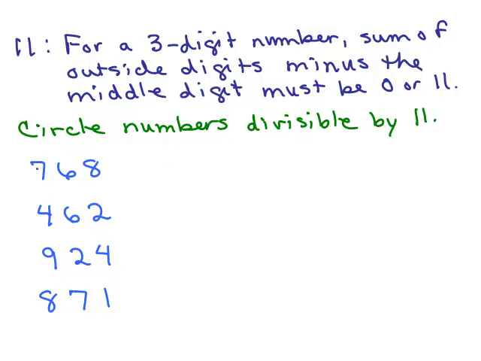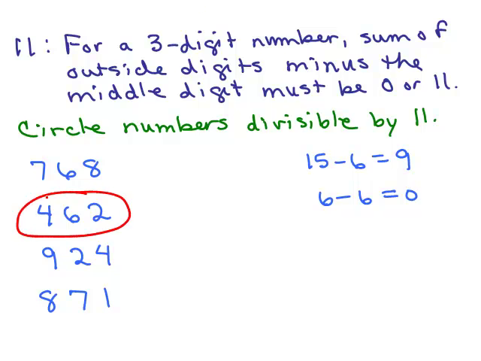We take the sum of the outside digits for 768. 7 plus 8 is 15 minus 6, and that gives you a 9. Well, that's not 0 or 11, so that didn't work. How about 462? Take the outside digits. 4 plus 2 is 6, minus 6 is 0. Yes! So you know what? 462 is divisible by 11. You can check that in your calculator.